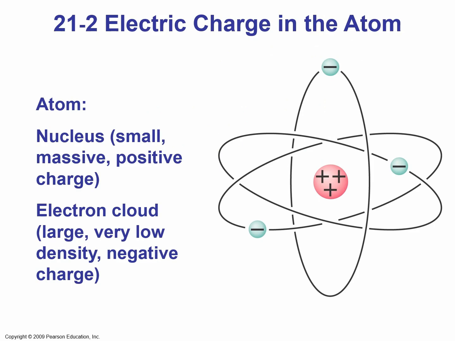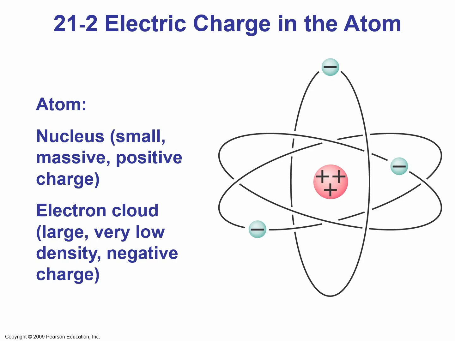Section 2: Electric charge in the atom. Here on the right, we see a representation of the atom. We have a nucleus at the center, represented with a red ball, which is confined in a small area and contains most of the mass of the atom, and is very massive compared to the rest of the atom, and it's positively charged.